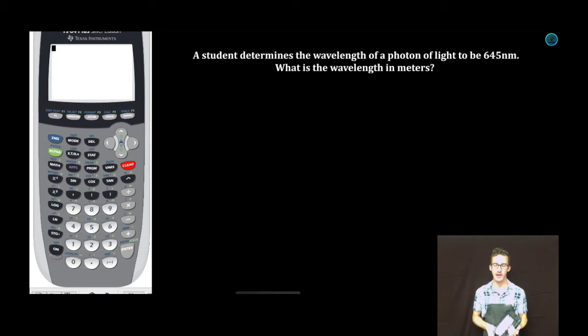Let's do a quick conversion problem. A student determines the wavelength of a photon of light to be 645 nanometers. What is the wavelength in meters?